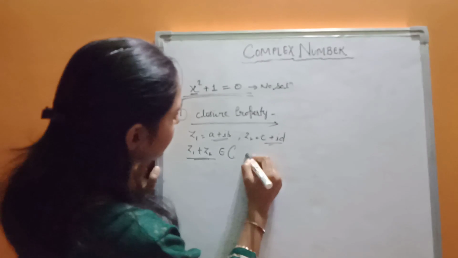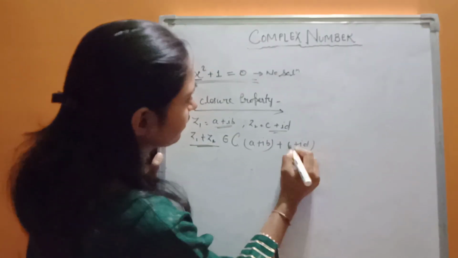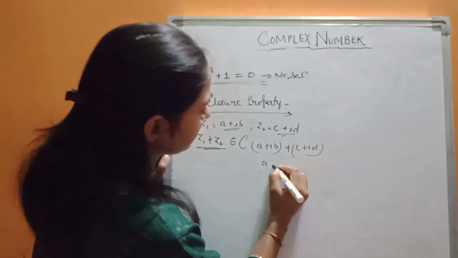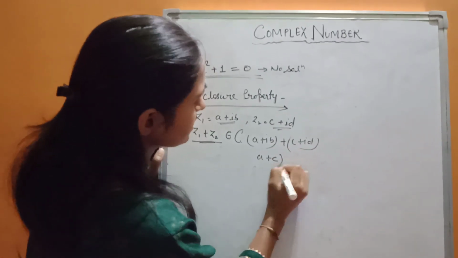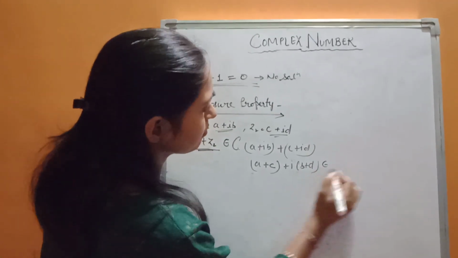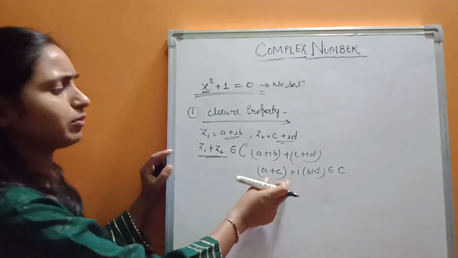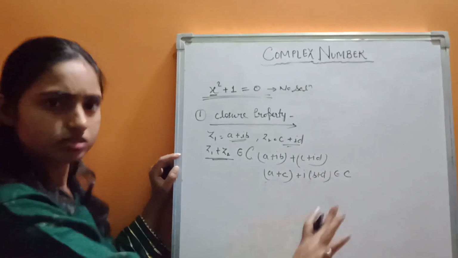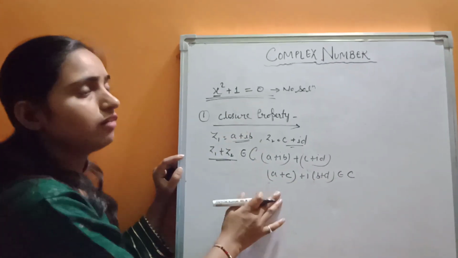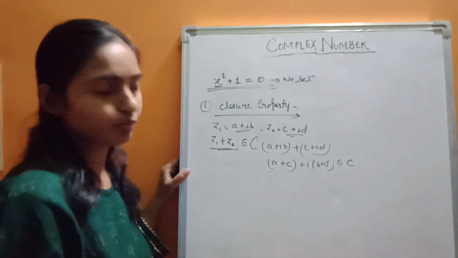Okay, so a plus ib plus c plus id. Here you can write a plus c plus i, b plus d. This number also belongs to the complex numbers, right? Because this is also of the type a plus ib. So this is a complex number. This follows the closure property of complex numbers. So this is one property.